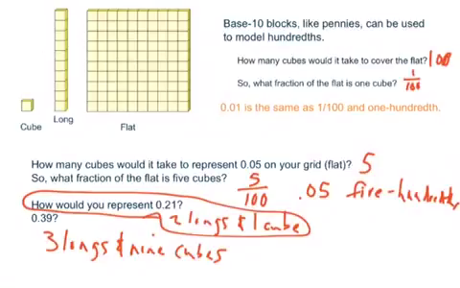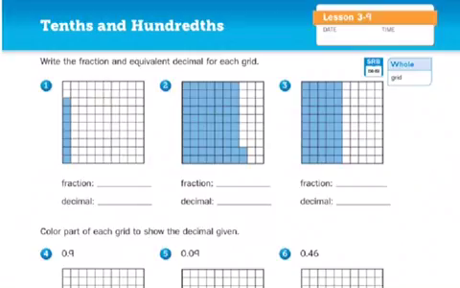All right. Hopefully you're in good shape here. So that being said, in your math journal, you have this page on page 91. So let's take a look at what they're looking for us to do here. It says for number 1, write the fraction and equivalent decimal for each grid. So let's do that first one together.